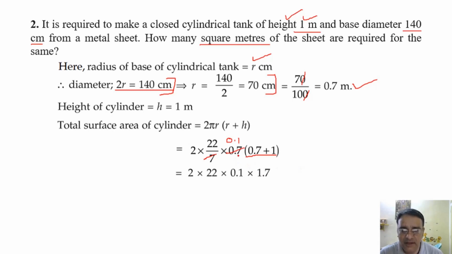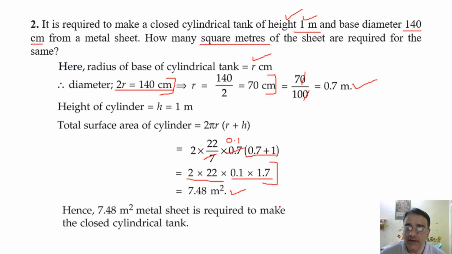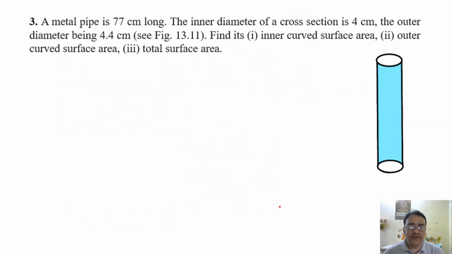Okay, for now I have cancelled here. So now this is 44 and this is 0.17. If you multiply all this, you will get 7.48 meters square. Hence 7.48 meters square metal sheet is required to make the closed cylindrical tank. Any doubt in this question? No, sir. Okay. Now next question.